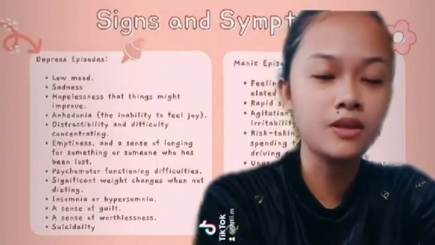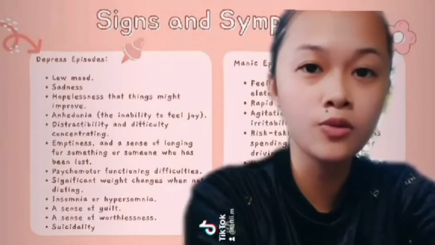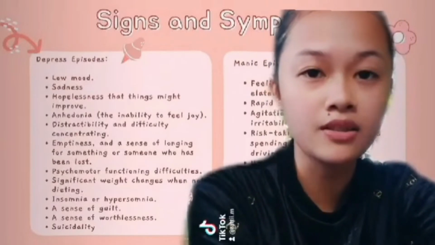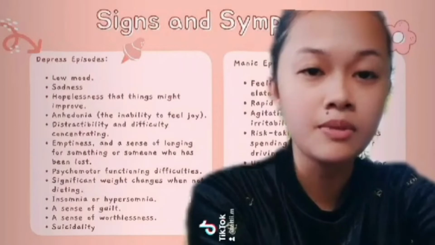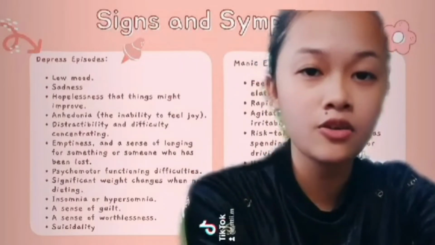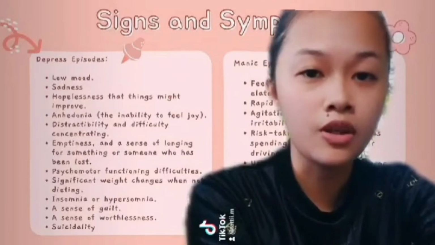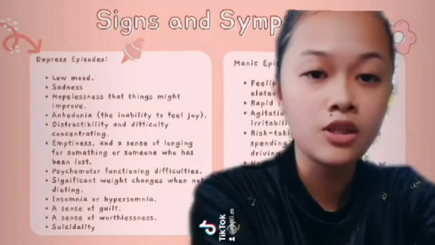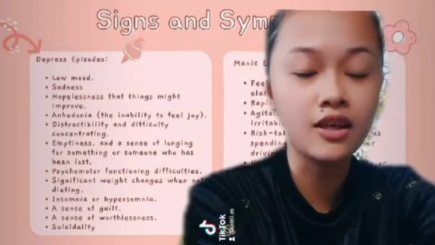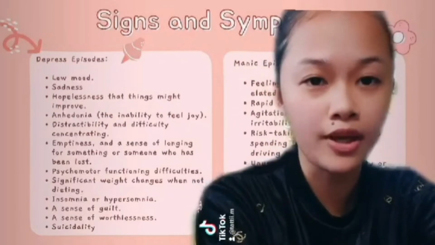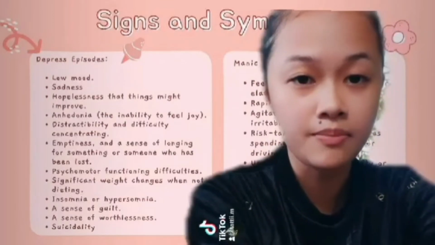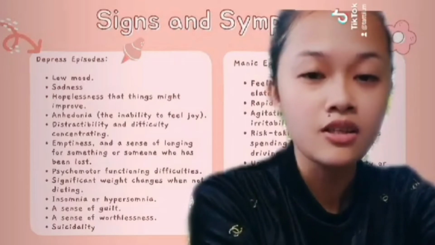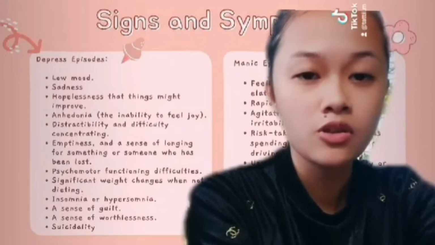And then for the signs and symptoms of the mood disorder, for the depressed episode: the low mood and the sadness, or most of the time you feel sad, and the hopelessness that things might improve, and the anhedonia, which is the inability to feel joy, distractibility and difficulty concentrating, the emptiness and the sense of longing for something or someone who has not been lost, the psychomotor functioning difficulties, the significant weight changes, which is weight gain and also losing weight, and then insomnia or trouble sleeping, and/or hypersomnia, which is prolonged sleep, and the sense of guilt, the sense of worthlessness, and then the suicidal thoughts.